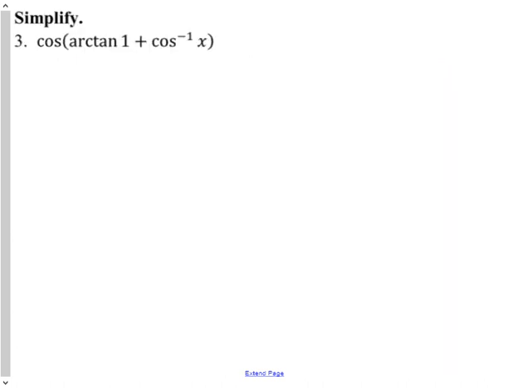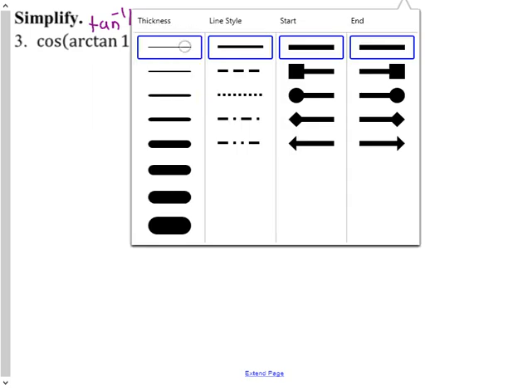Moving on, we've got cosine of arctangent of 1 plus cosine inverse of x. We're going to call this tan inverse 1 for space reasons. But when we have these cosine of tan inverse, cosine of cosine inverse, we're going to need to make our own triangles to make sure that we get numbers that work.